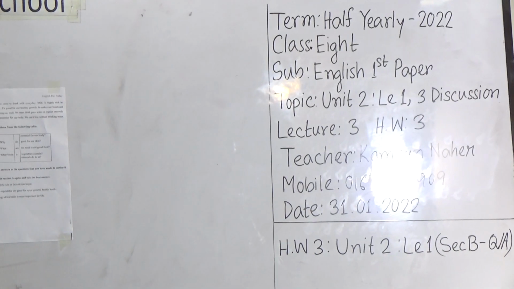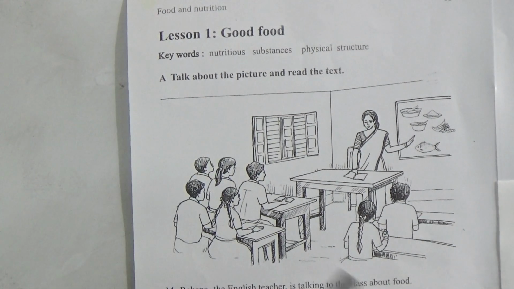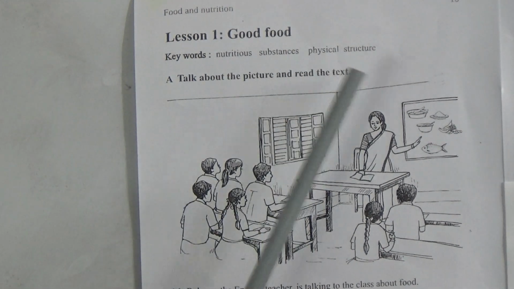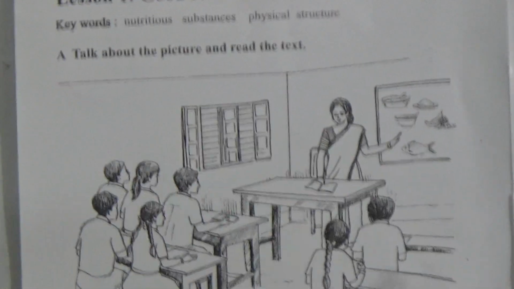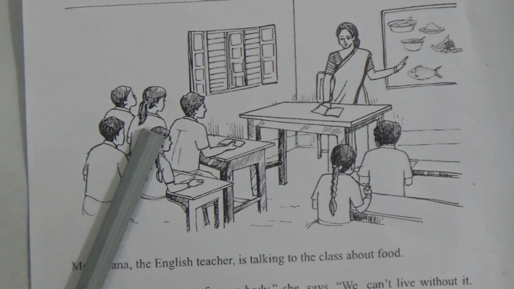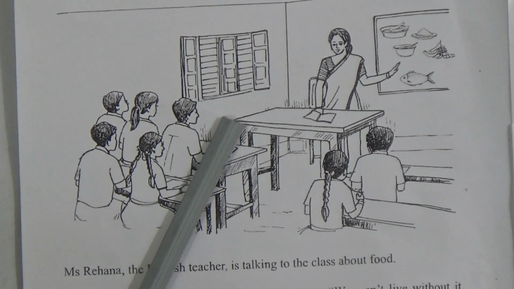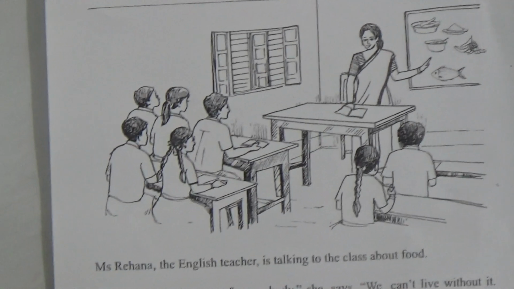So now look, lesson 1, the good food. That means we will know about the food today, and what is good food, we will also know about it. Now look, there are some key words: nutritious, substances, physical, structure. So today we will try to understand these words. Now look at this picture. There is a teacher and she is talking about the food with her students, and the name of this teacher is Miss Rehana. So let's read the passage.